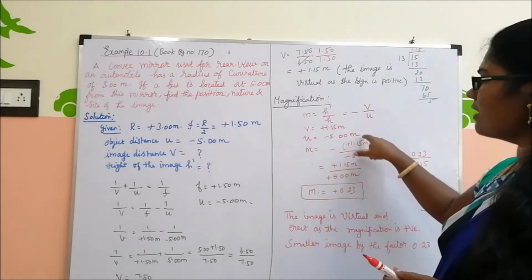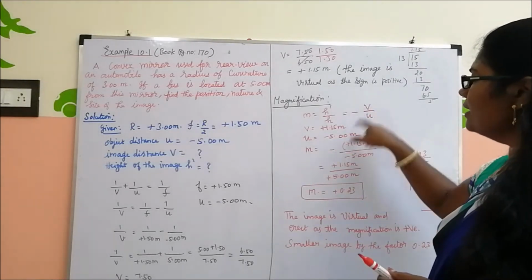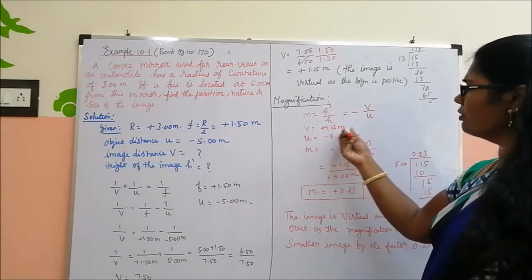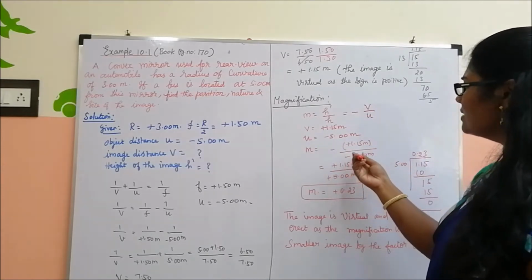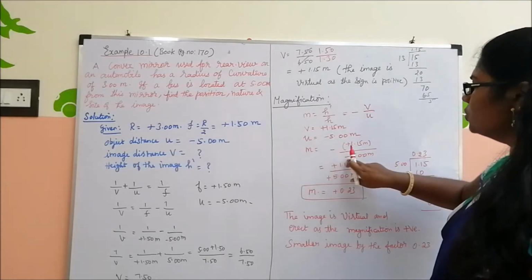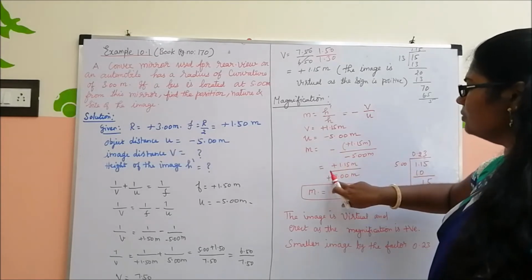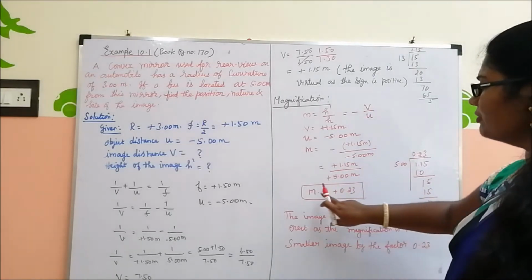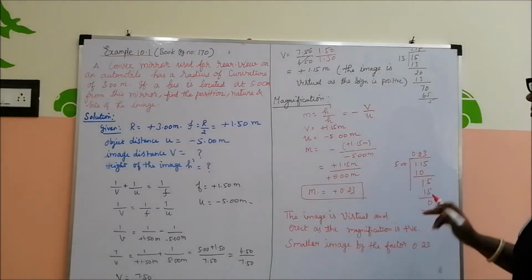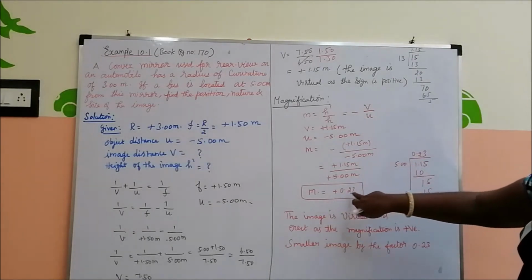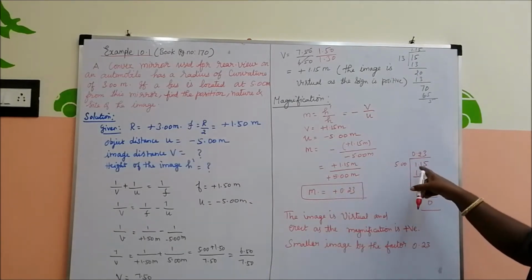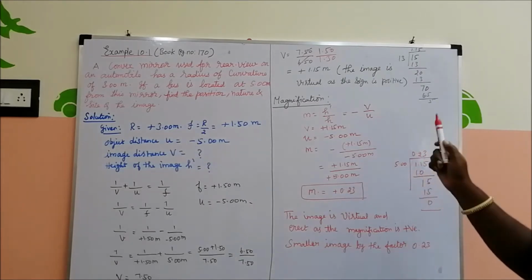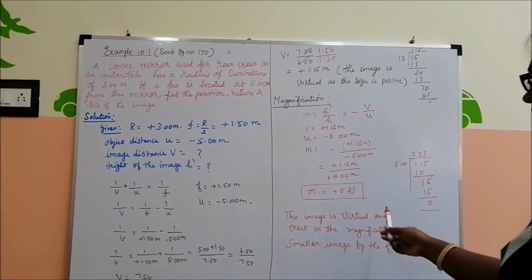Now we can apply these values in the formula. For v, we can substitute plus 1.15 meter and for u minus 5 meter. So these two negative signs become positive, then plus 1.15 meter divided by 5 meter, we will get 0.23. The magnification value is plus 0.23, if we divide this value 1.15 by 5, and the image is virtual.